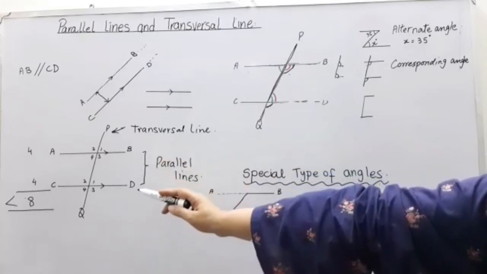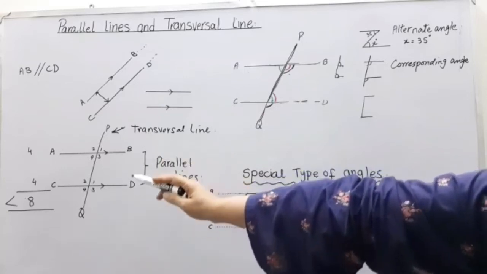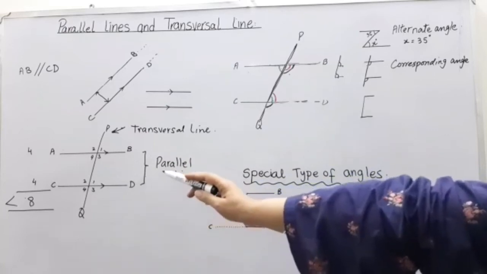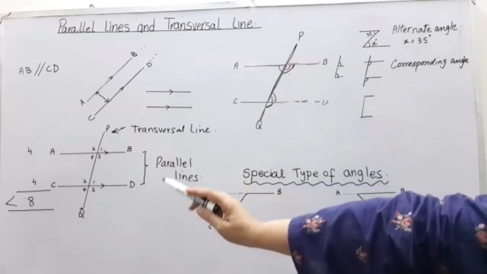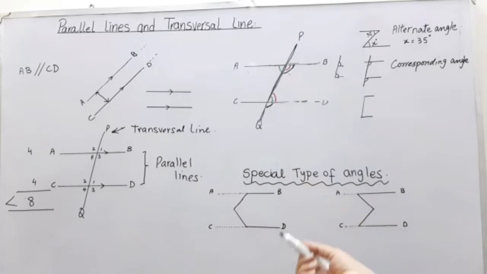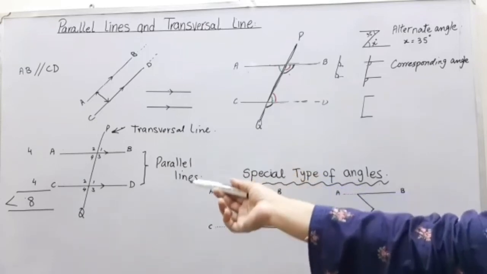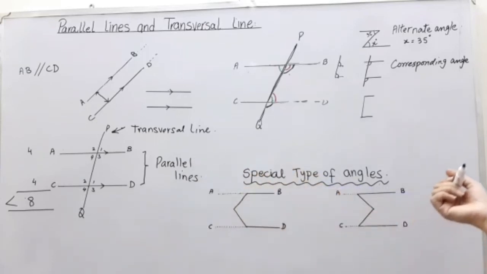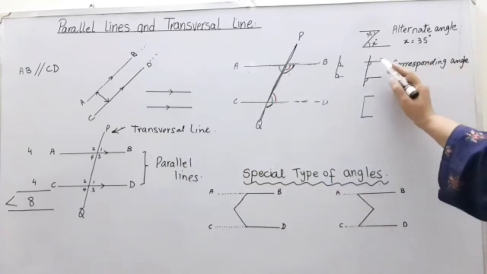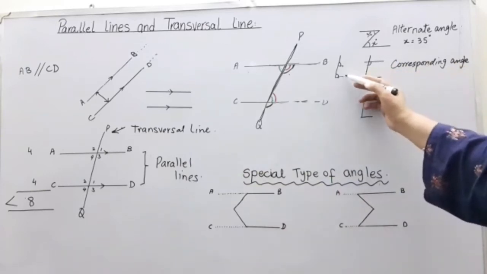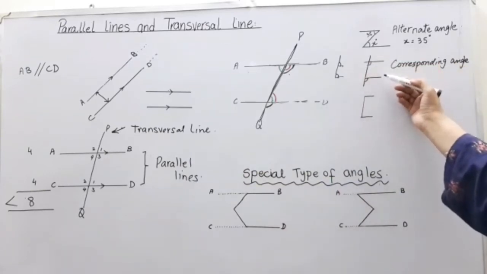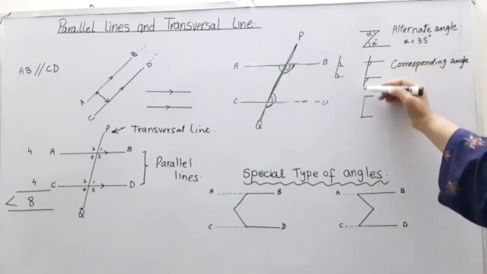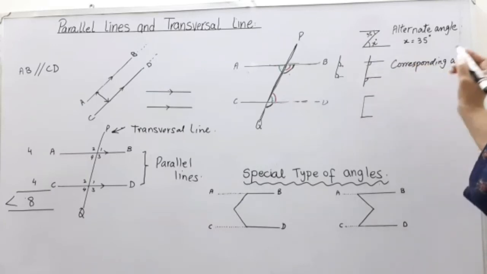3 equal to 3, they are corresponding. 2 equal to 2, they are corresponding. 4 equal to 4, they are corresponding. 4 types of corresponding angles are made in a shape. So always when you see the F, it may be upside down, it may be straight. You see the F and they will be equal.